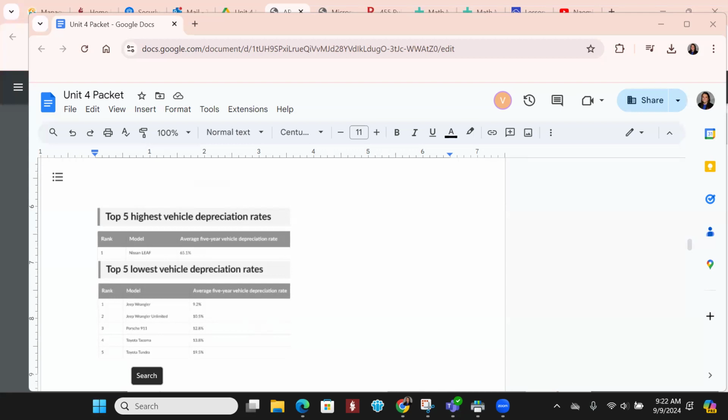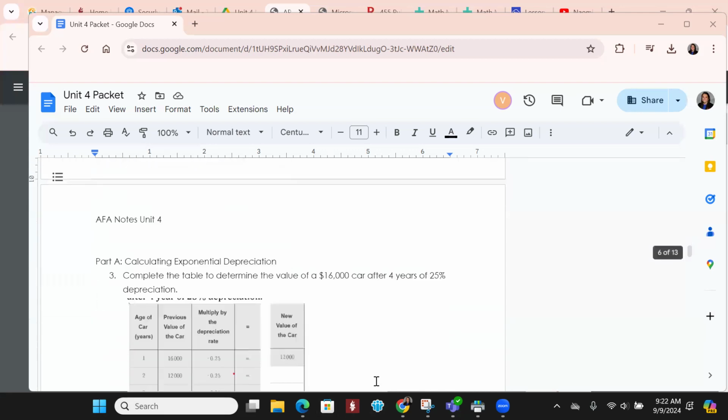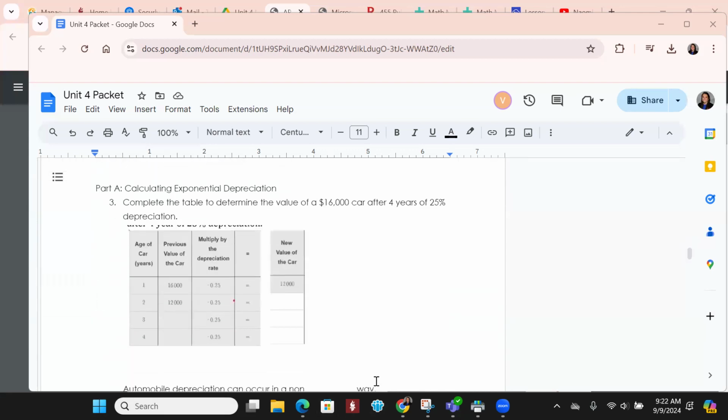Okay. Boyfriend has a Tundra. That thing will run forever. That thing will go forever on it. Okay. So that's why they don't lose their value a whole lot, just because of the manufacturer that they have.